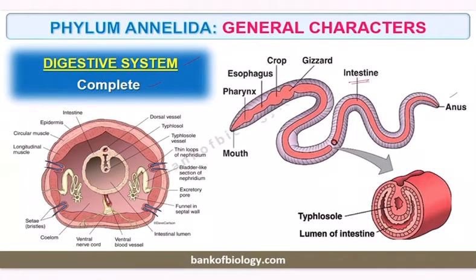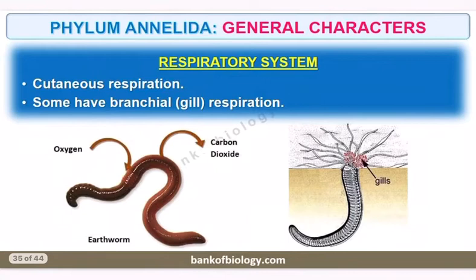And the digestive system is very well developed, so it is a complete evolution. It starts with the mouth, as you are seeing, then pharynx, esophagus, crop, gizzard, and a very large intestine, and the posterior part ends with an anus. So it's a well developed digestive system. When we cut open the intestine, in its lumen there is a typhlosole. There's also the presence of a strong muscular body.